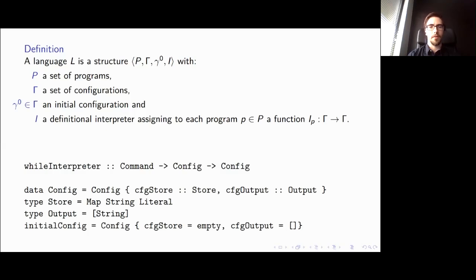So here's an example of a small while language, so a language with support for while loops. And we have defined that in Haskell according to the definition of a language. So we define a while interpreter, which takes a command, so that is the programs for this language, and then returns a function from configuration to configuration. A configuration is then a store and an output. And a store is a mapping from string to literals, and the output is just a list of strings. Then we have our initial configuration, which is the configuration with the empty store and the empty output.